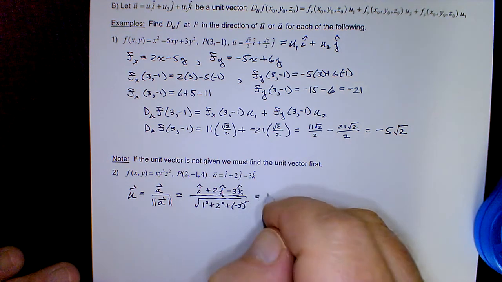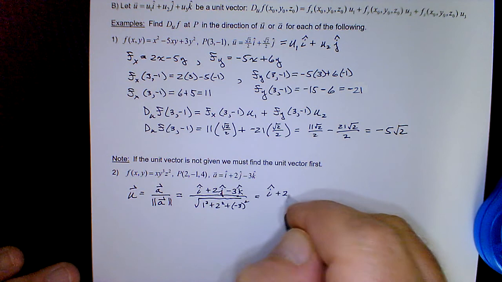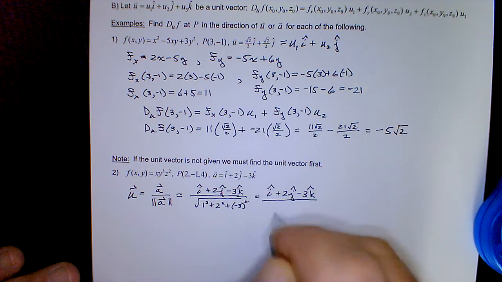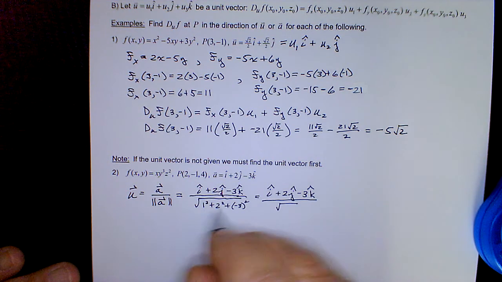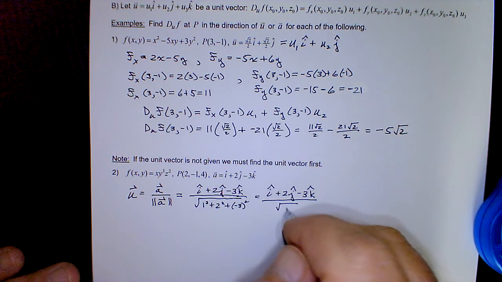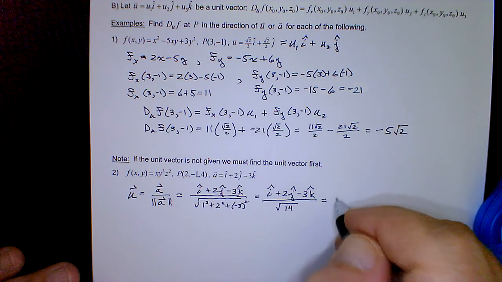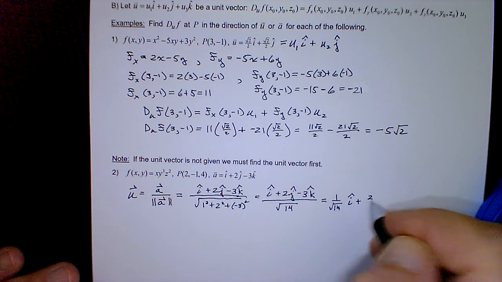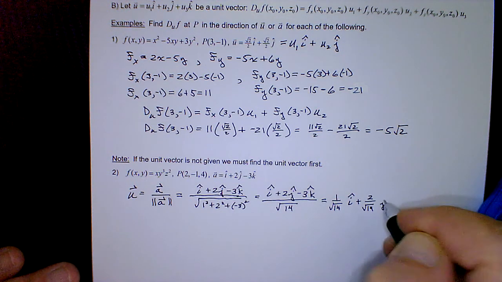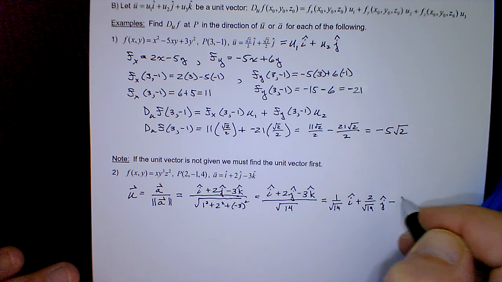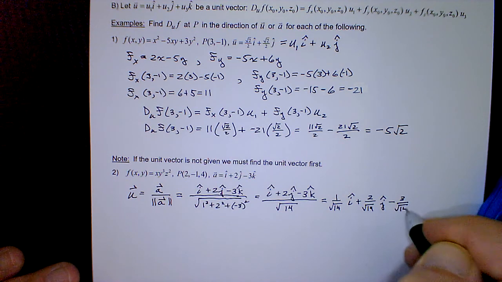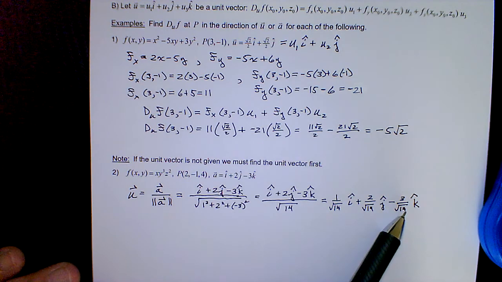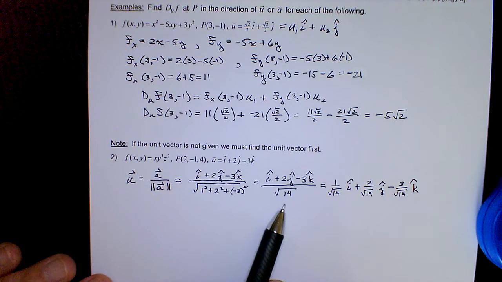And so we get i plus 2j minus 3k over square root of, see, that's 1 plus 4 is 5 plus 9 is 14. So 1 over square root of 14 i plus 2 over square root of 14 j, and then minus 3 over square root of 14 times k. So those are the u1, u2, and u3 respectively, coefficients of the i's, j's, k's.